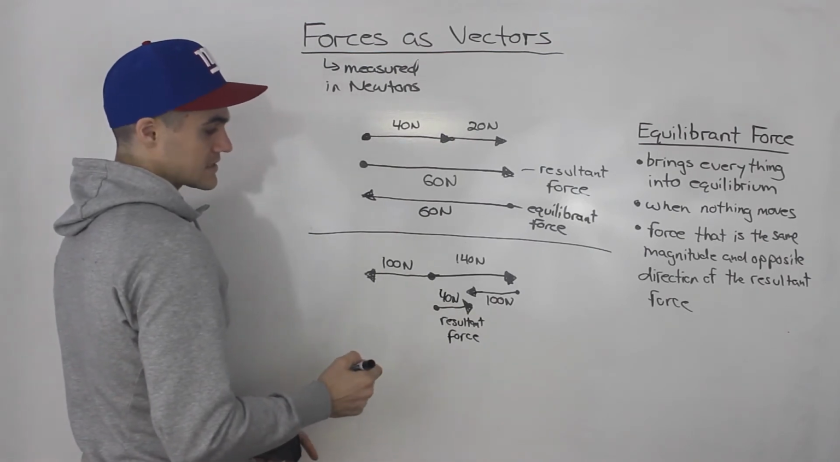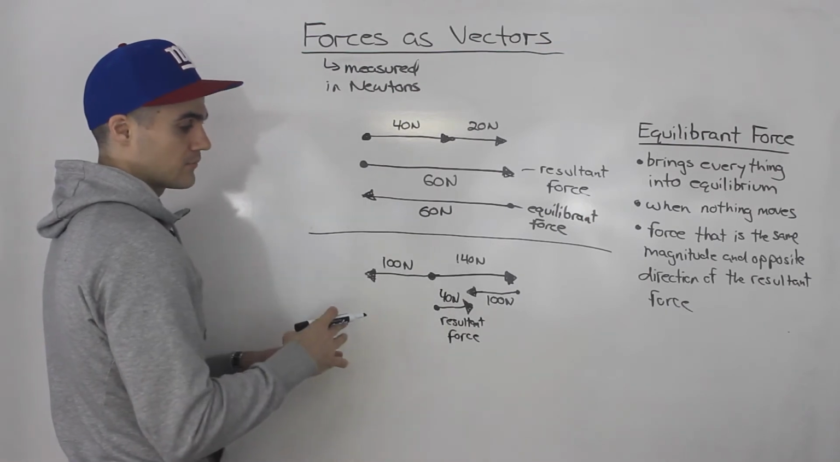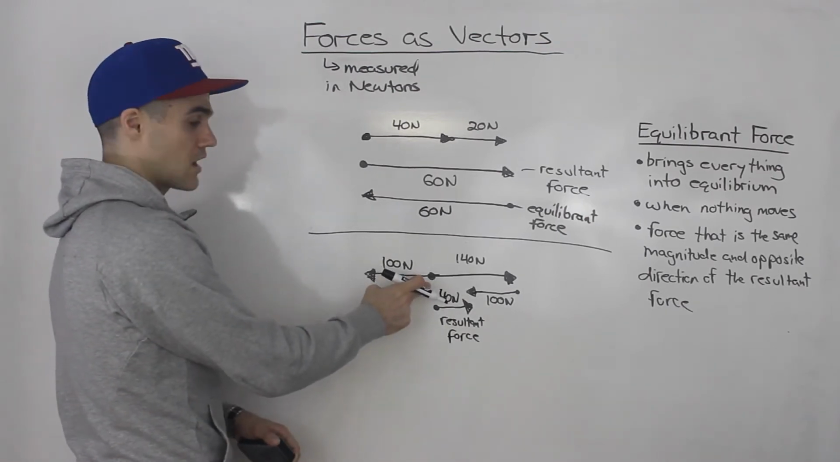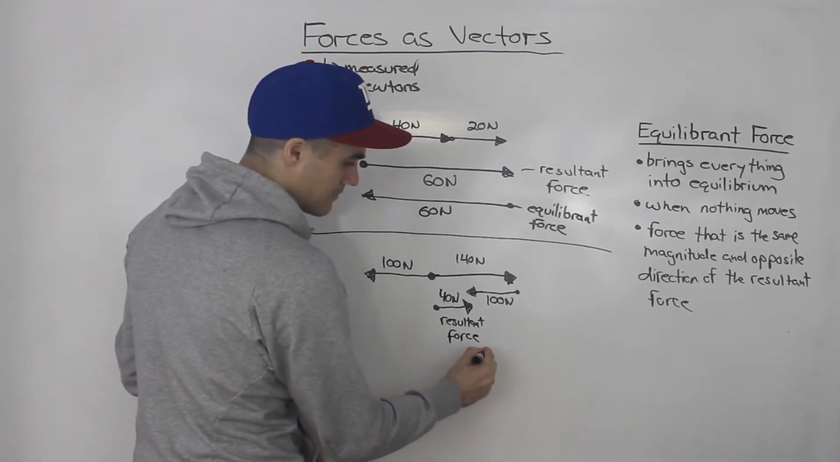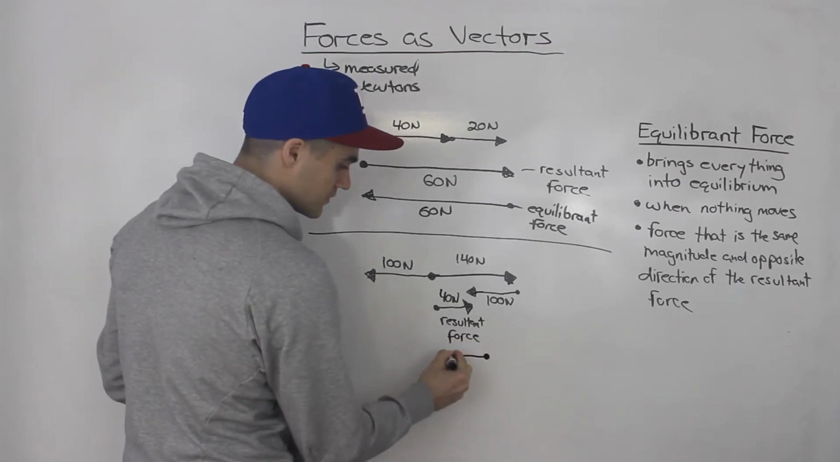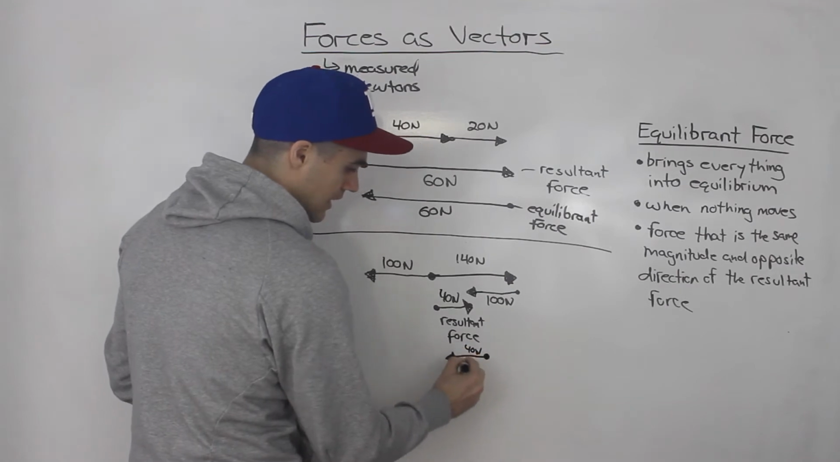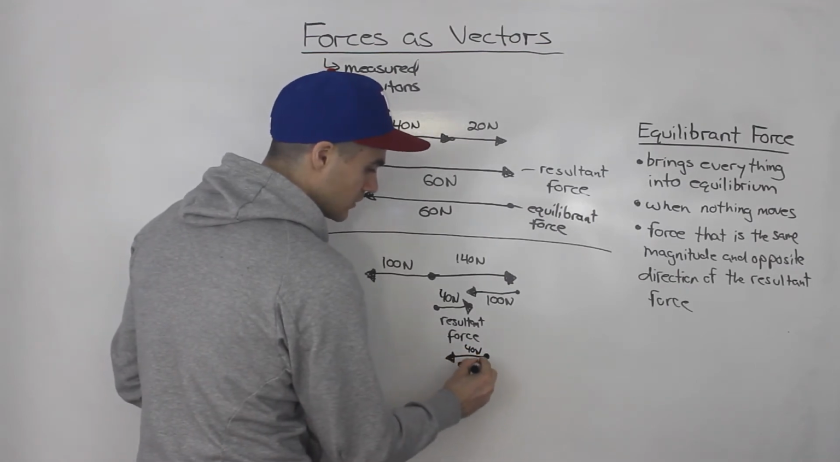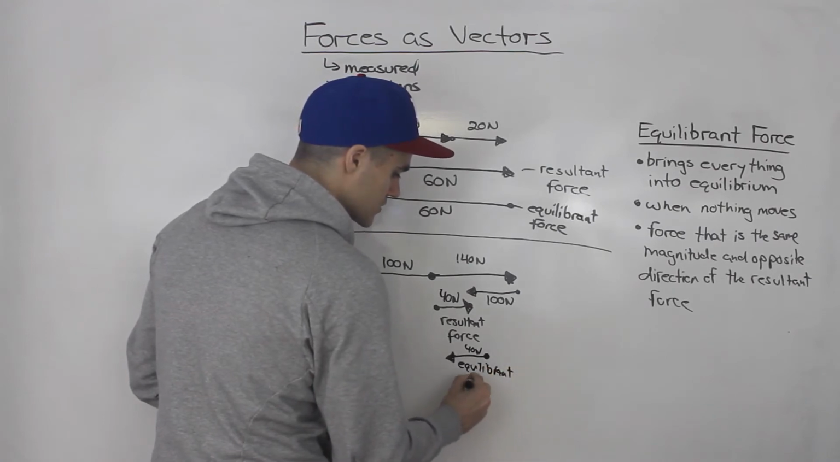Now, what is the force that will bring everything into equilibrium? So this object here is not moving. Well, it's going to be the same magnitude as the resultant force, but in the opposite direction, like that. So this would be 40 newtons, and this would be the equilibrium force.